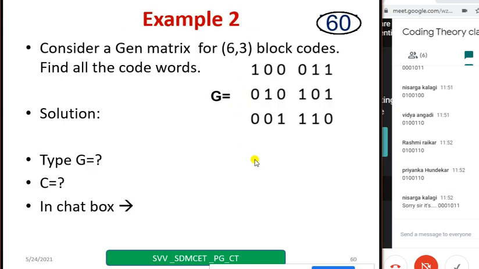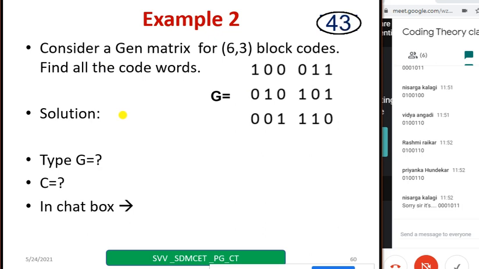Take another example. Consider a generator matrix for 6,3 block codes. Find all the code words.